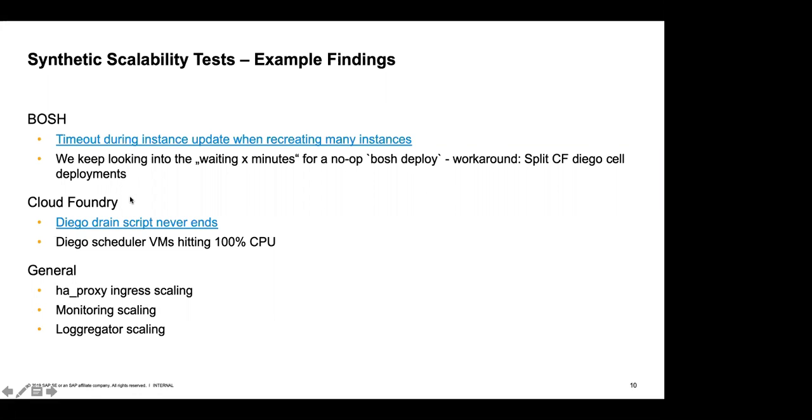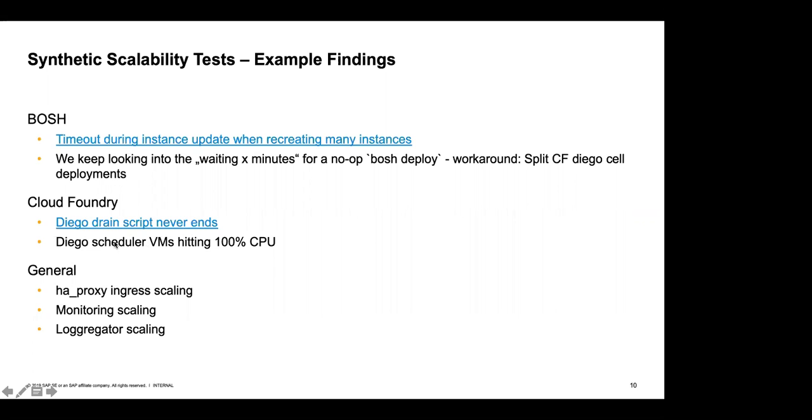Looking into scaling Cloud Foundry, things that we've seen there are Diego drain scripts that essentially never end, where ultimately BOSH had to forcefully shut down the Diego cells with those hanging drain scripts. And there's another GitHub issue related to that. And then we have seen, and this is just one example, and we could name a couple more there as well, the Diego scheduler using more CPU cycles than were actually available on the VMs that we deployed it to.